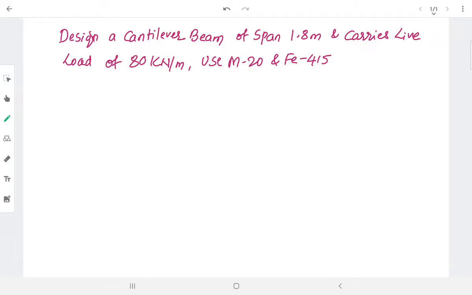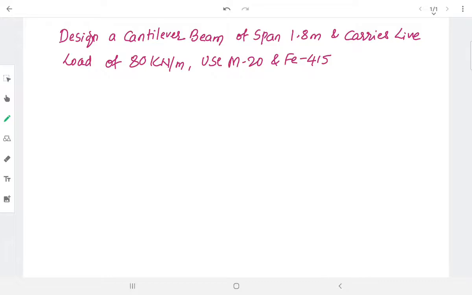Today we'll be discussing the design of a cantilever beam, which is of span 1.8 meter, carries a live load of 80 kilonewton per meter. We'll be using M20 and Fe415 for the design. Here it may be a doubly reinforced cantilever beam. In the previous session we discussed the singly reinforced beam design.